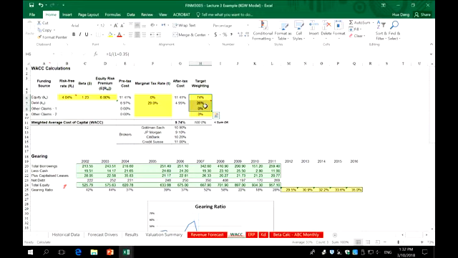Although manipulation of the historical average will give you some indication, the numbers you input here are a forecasted capital structure or target capital structure.